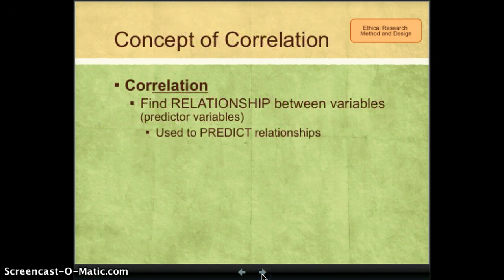Correlations are designed to find relationships between variables. We look for variables that are good predictors of one another. So our goal here is to find variables that go in some sort of relationship to one another that we can then use to predict.